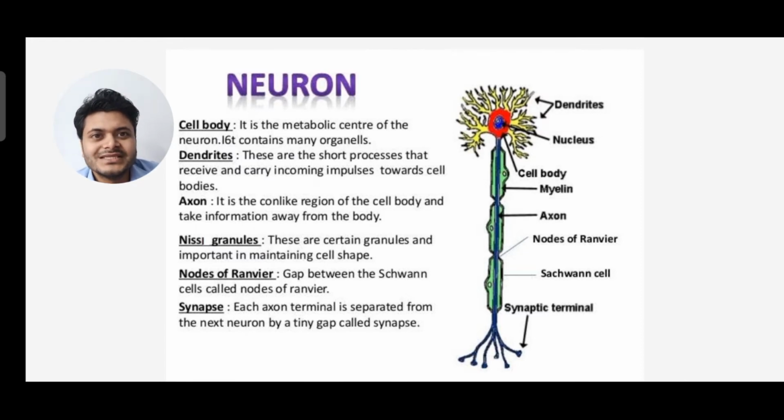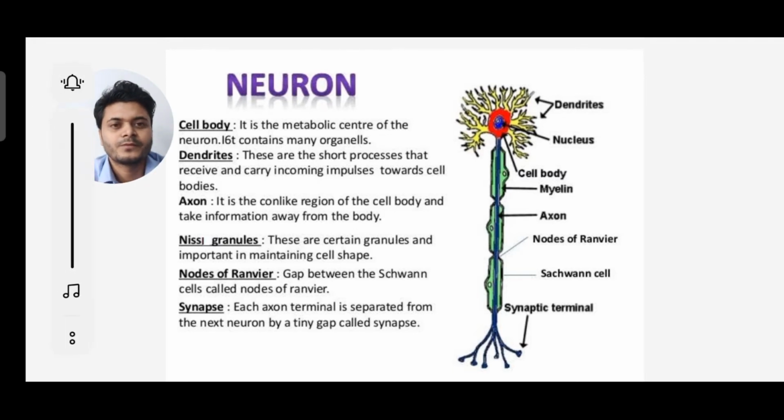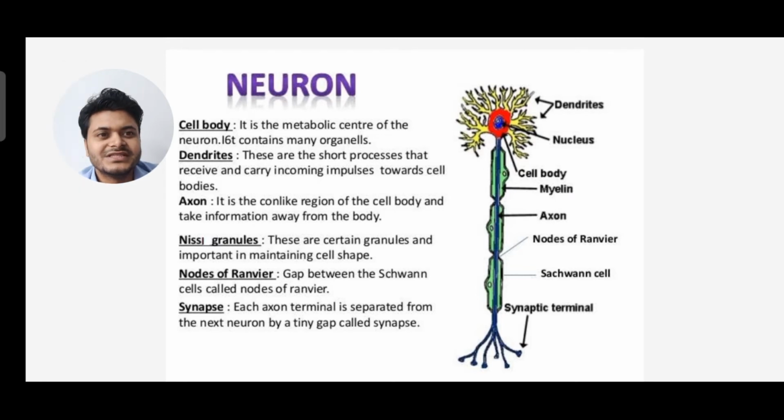Now in the neuron, what is the cell body? It's the metabolic center of the neuron. It contains many organelles. And what are dendrites? They are the short processes that receive and carry incoming impulses towards the cell body. Next is the axon. It is the long region of the cell body that takes information away from the body. So you can see the dendrites, the nucleus, the cell body, and the axon.